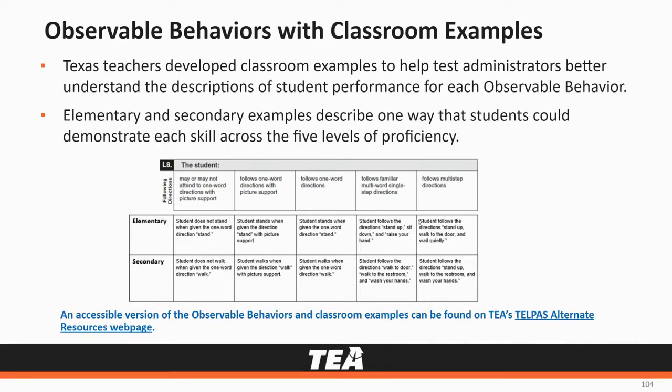So these examples were made from Texas teachers. They are examples. By no means are they supposed to be like, this is the one and done. This is the only thing you can test over. So like following directions, you might not use the example that's on the page as much as you would use one that follows the rubric. So like if you see at the top, it says following directions, and then it says may or may not attend to one-word directions with picture support. And then below it will describe a detailed situation. So as long as your situation attends to one-word directions with picture support, it doesn't have to be the does not stand or whatever, or does not walk. If you have questions on what can and can't be used there, just let me know.